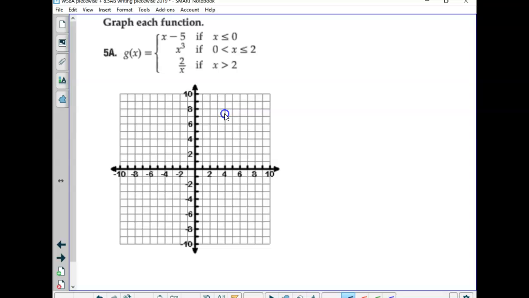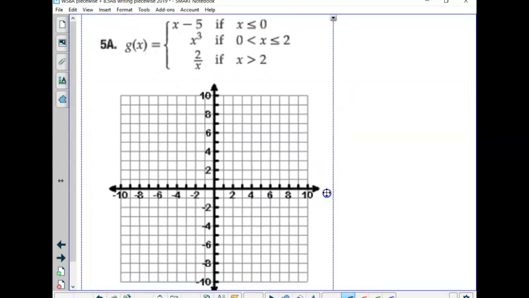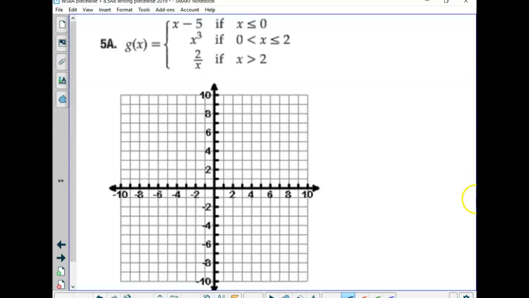All right. You don't have this one done. We're going to do this one. Ready? Okay. I know some of you have desperately fallen asleep. Now is the time to wake up. Pick up your pencil. Okay. x minus 5 for values less than or equal to 0. We could go down to -5.